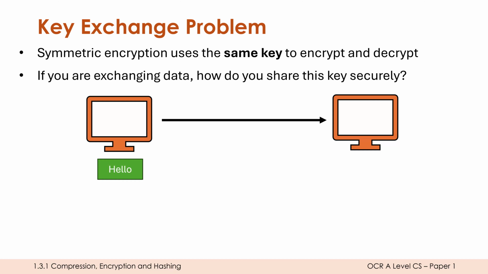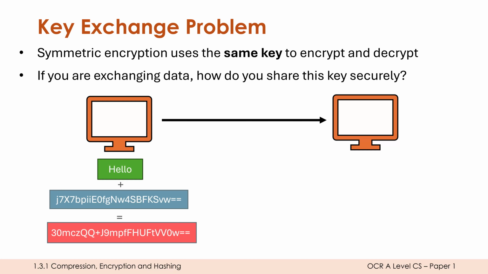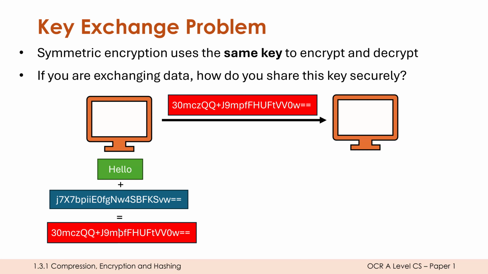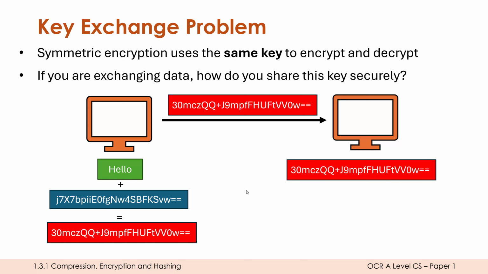I start with some plain text. I want to send the message, hello. I create a secret key. I use some symmetric encryption algorithm to apply it, maybe AES or something similar, to give me some ciphertext. I send the ciphertext to my friend, but without the key, they're not able to understand what this ciphertext is representing. So what I need to do is find a way of sending this key to my recipient.